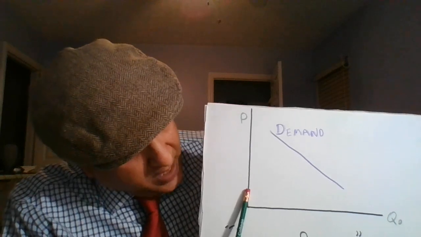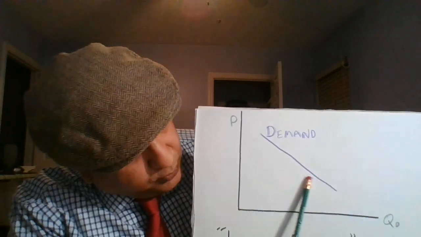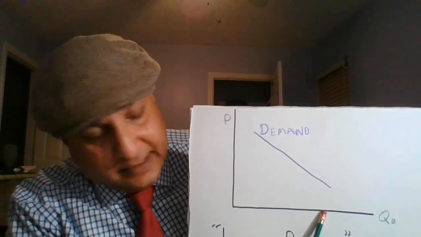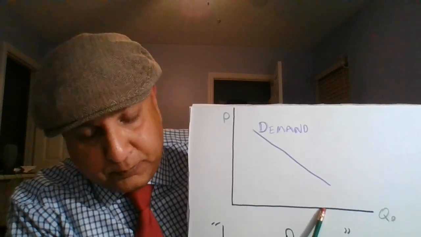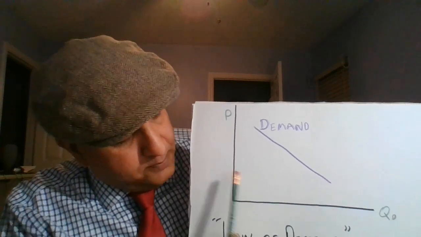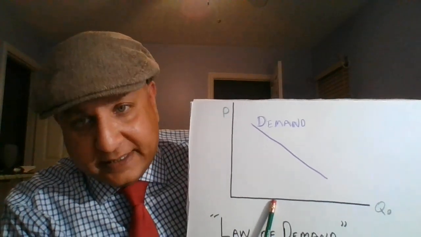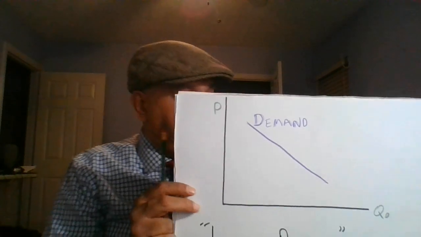If we see here at a relatively low price, if we move along to the demand curve, we see that a fairly high amount of that product is being demanded. But if we move higher in price and we move to the demand curve, we'll see that the quantity demanded decreases significantly.